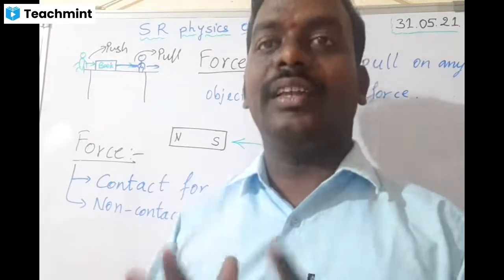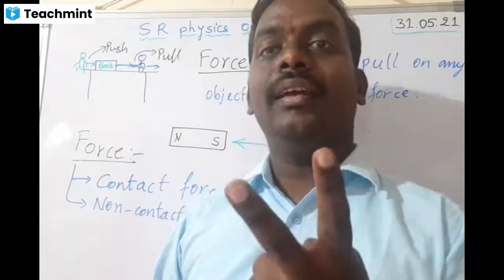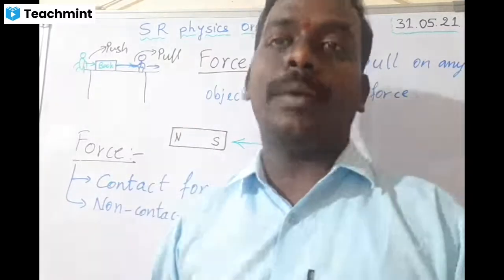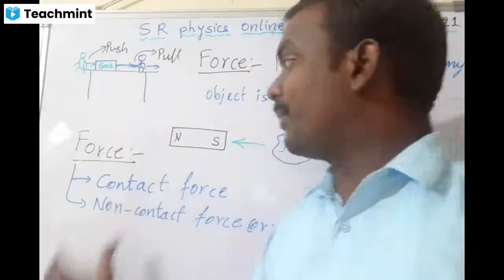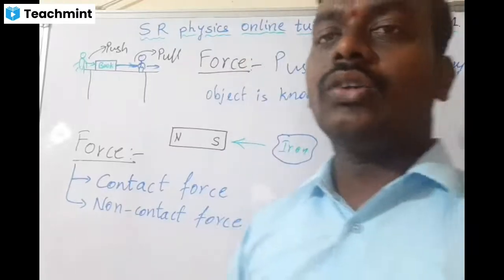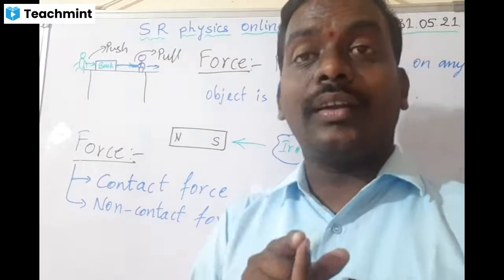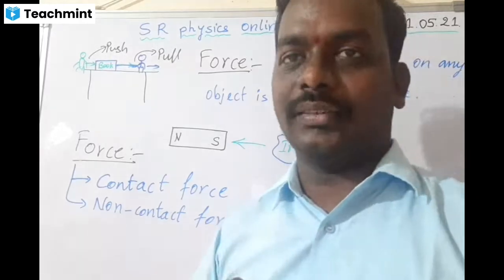To exist, the force in nature, definitely it should be in the form of two objects. Two objects definitely, only then it is possible. Okay, now let us see some examples for the contact and non-contact types of forces. So force is what? Push or pull on any object.